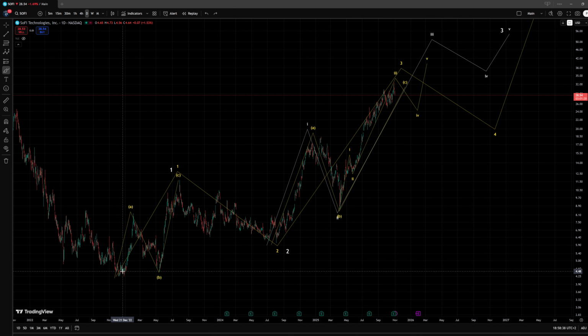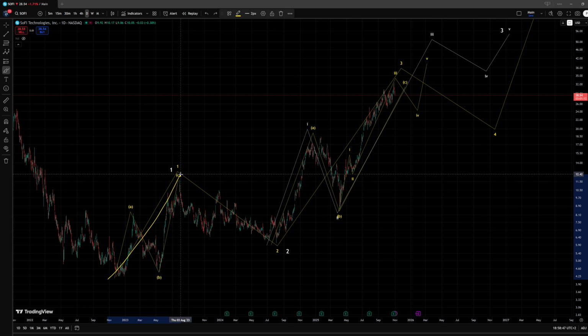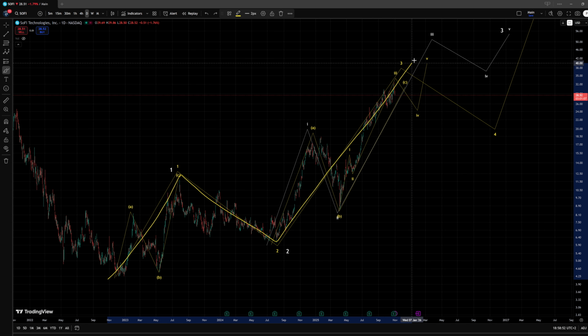Then we have also the yellow interpretation that would instead be tracking a leading diagonal, a larger leading diagonal, where in the wave 1 we had an ABC structure, we had an ABC structure in the wave 2, and we are tracking an ABC structure in the third wave to the upside.